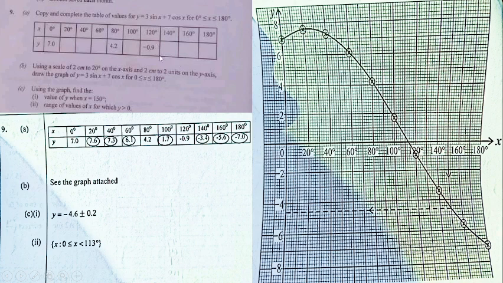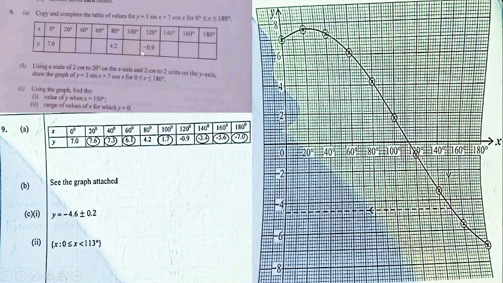Then when x is 40 degrees, y is 7.3. That means coming down. So this is 7, 7.2, then 7.3 is to be at the middle there. So when our x is 60 degrees, our y is 6.1. This is 6, then 6.1 should be the middle of 6 and 6.2.